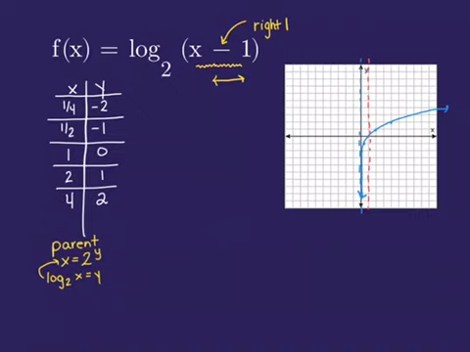And then we'll just move all those other points over 1, and here is our new graph. So now this is x equals 1. We start at 1 and we head toward infinity for our domain, and our range stays unrestricted, negative infinity to infinity.